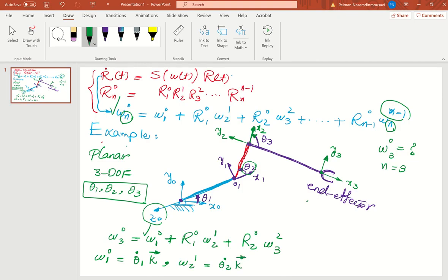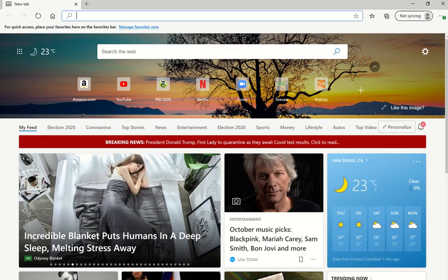Remember, x-axis has a unit vector of i. This is trivial dynamics. Axis y is the unit vector of j, and the z axis is k. X, y, z. That's right. Okay. So we got this.